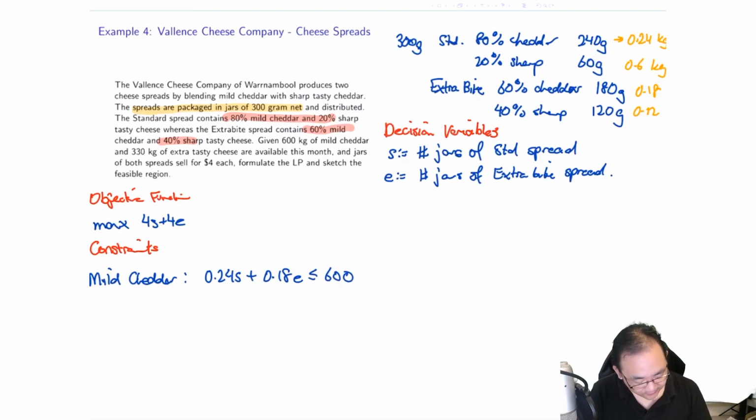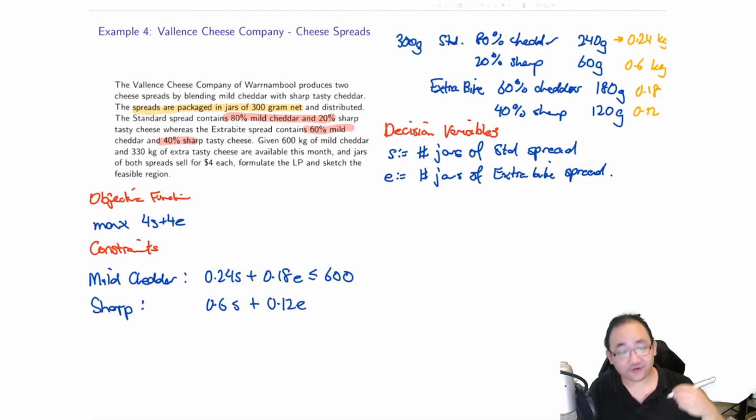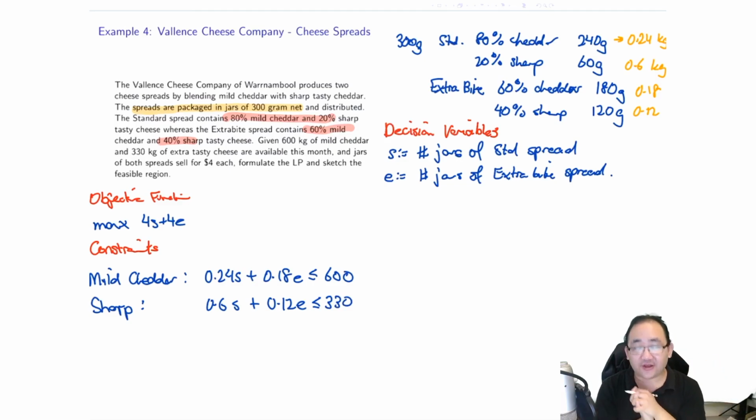And then for the sharp cheese, we could do the same idea here. So for the standard, we have 0.06s plus 0.12e, and the amount we have in total is going to be 330. Okay, so now there's actually a different way you can formulate it, and you will end up with the same result. It's just a very alternative way of thinking. Both ways result in the same constraint.